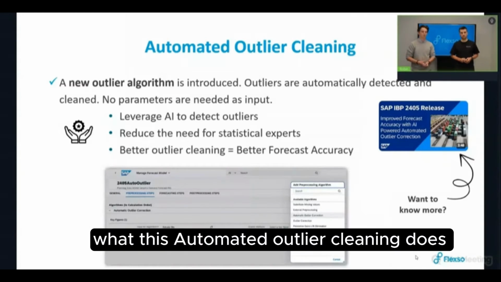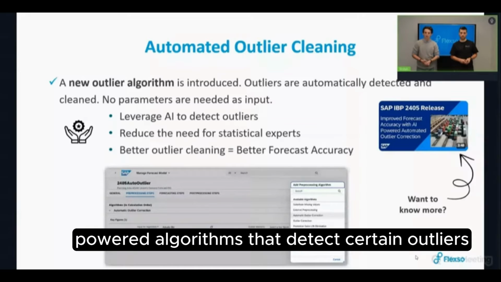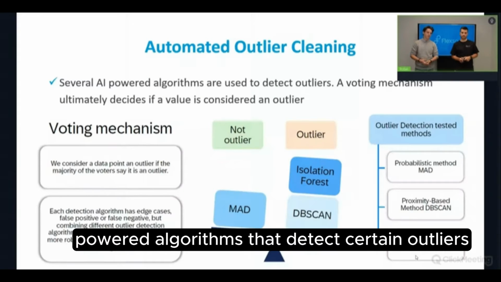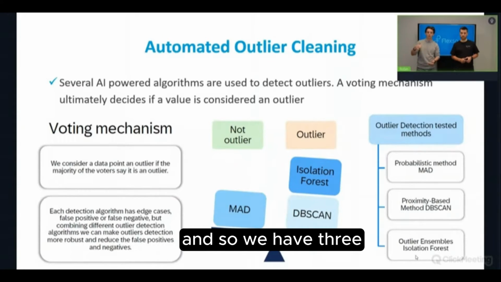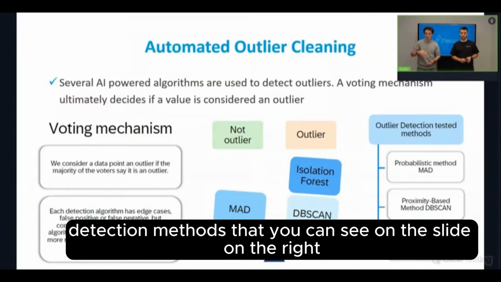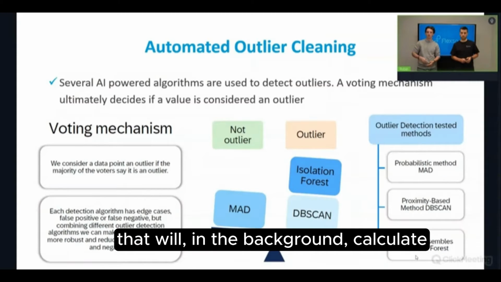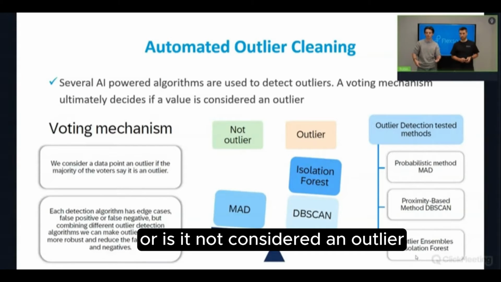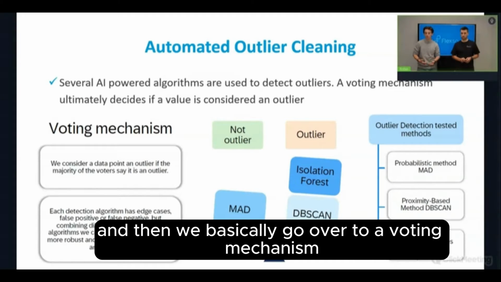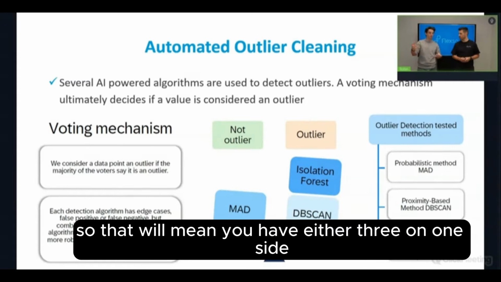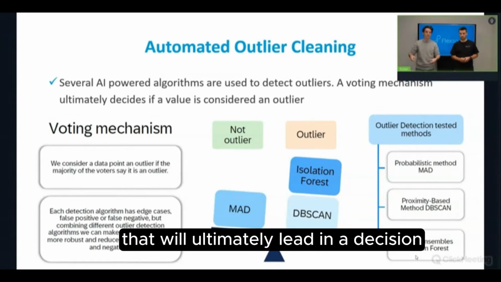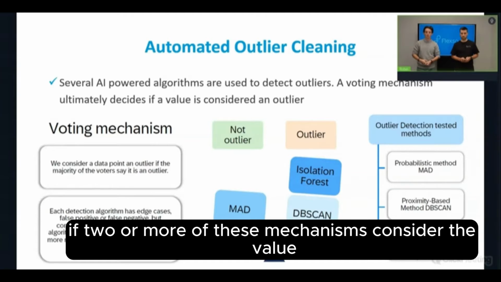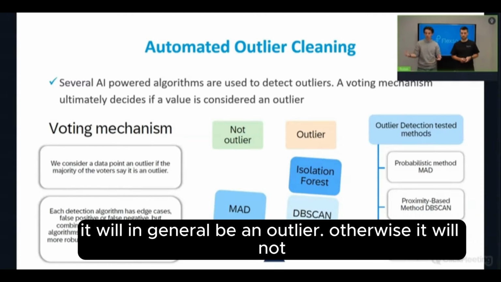So basically, what this automated outlier cleaning does, we have some AI-powered algorithms that detect certain outliers, and then in the background they will see is it an outlier or is it not an outlier. So we have three detection methods that you can see on the slide on the right that will in the background calculate is this value considered an outlier or not. And then we go over to a voting mechanism. We have three, so you always have an odd number that will ultimately lead to a decision. So if two or more of these mechanisms consider the value an outlier, it will in general be an outlier.